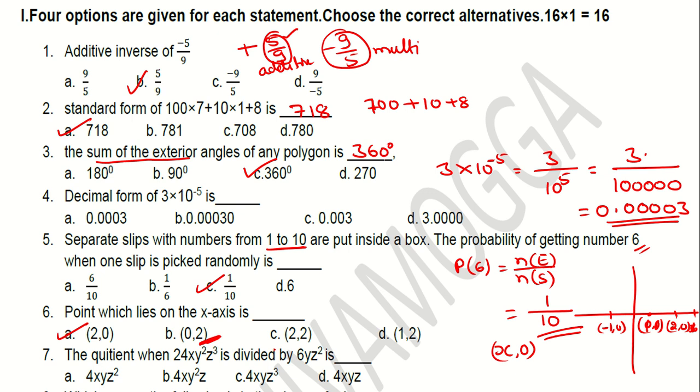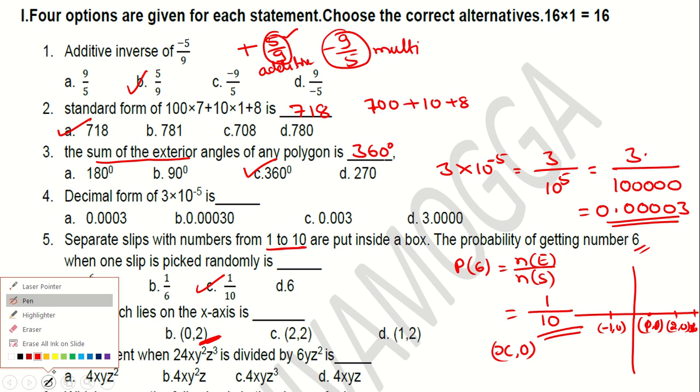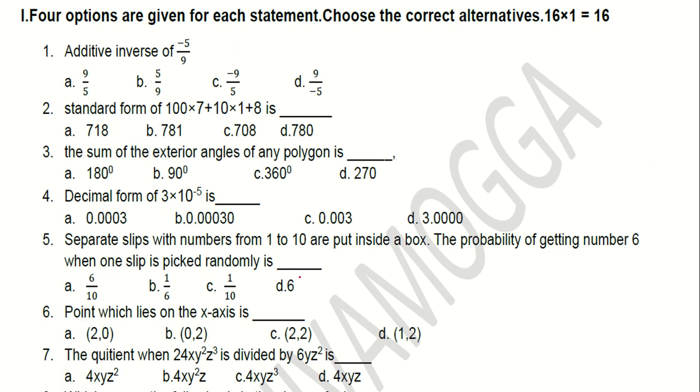The quotient when, so I will remove the ink mark here first. Yes. The quotient when 24xy²z³ is divided by 6yz². Here I write 24xy²z³ divided by 6yz². You have to split into factors.